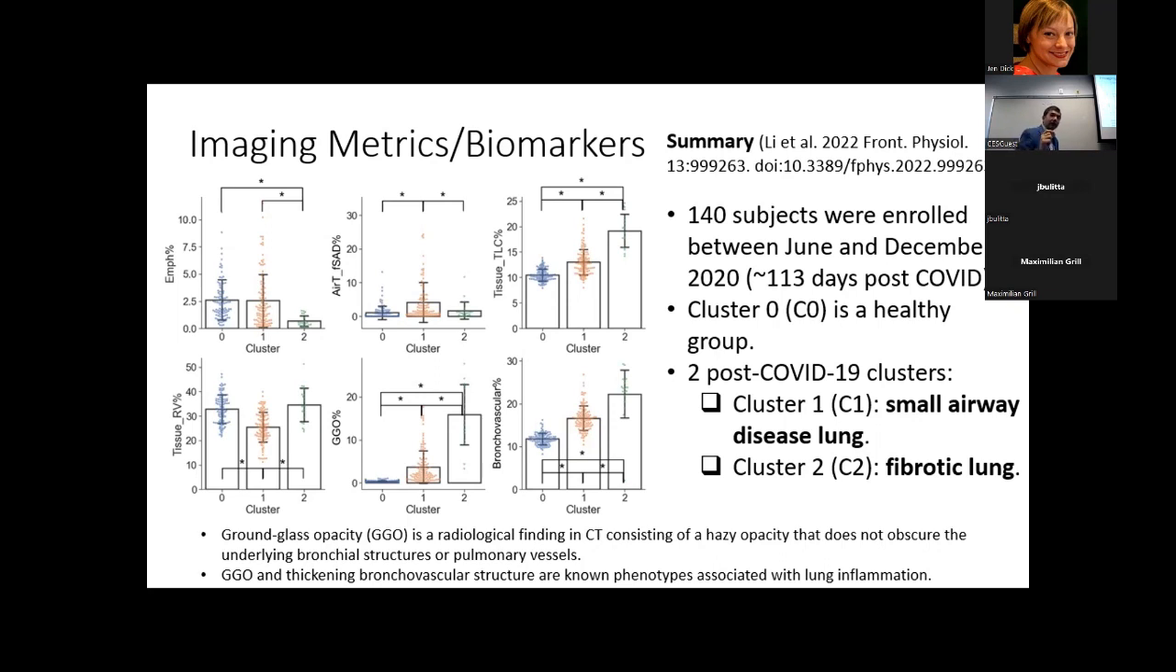And what's unknown is whether the small airway disease in cluster 1 here will progress over time. That's very important because in COPD, small airway disease progresses to emphysema. Or we don't know whether cluster 1 here, small airway disease, will progress or not. No one knows. Another important feature in post-COVID is ground glass opacity, and we are able to capture that as well.